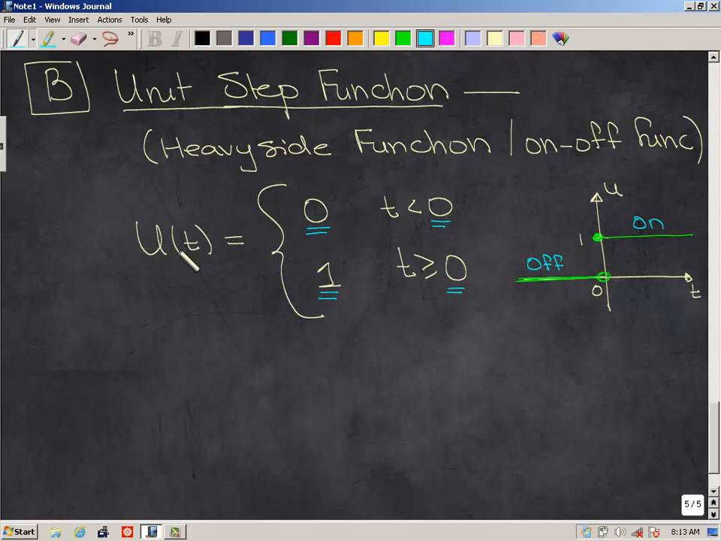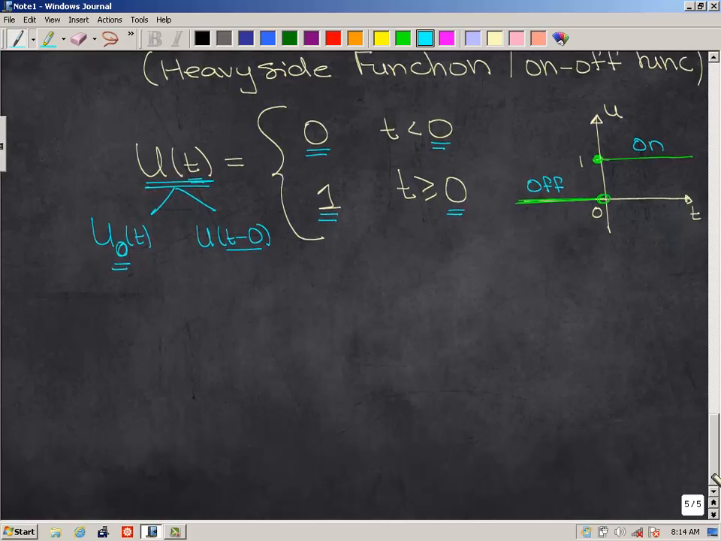Now, like I said, there are different notations. You can write it as u sub 0 of t. That means it tells you when it comes on. Or you can also write it as u of t minus 0, but t minus 0 is just t. That's why I wrote it this way up here. So there are two different notations. One is using a subscript, and you put down the number where it comes on. The other one is to write it as a translation like this. So that is an example of a step function.